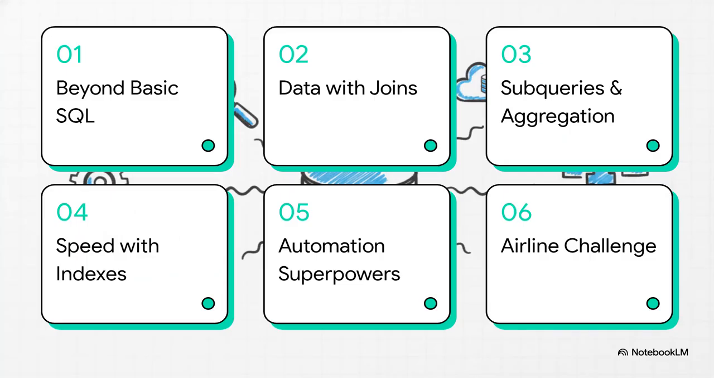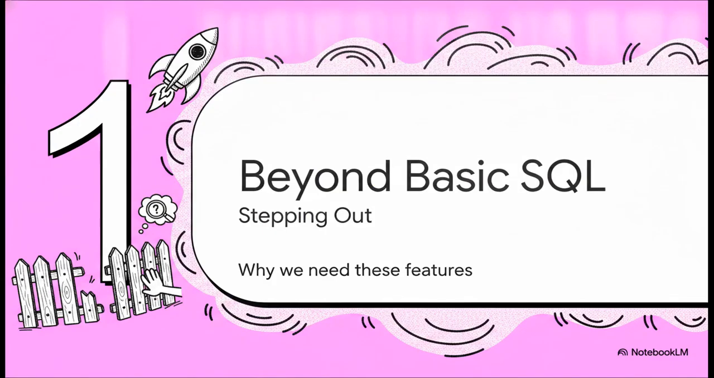So here is our roadmap for today. We'll start with beyond basic SQL, then connecting data with joins, followed by subqueries and aggregation. After that, optimizing speed with indexes, unlocking database automation superpowers, and finally, putting it all together in the airline ticketing challenge. Let's kick things right off with Section 1, Beyond Basic SQL.